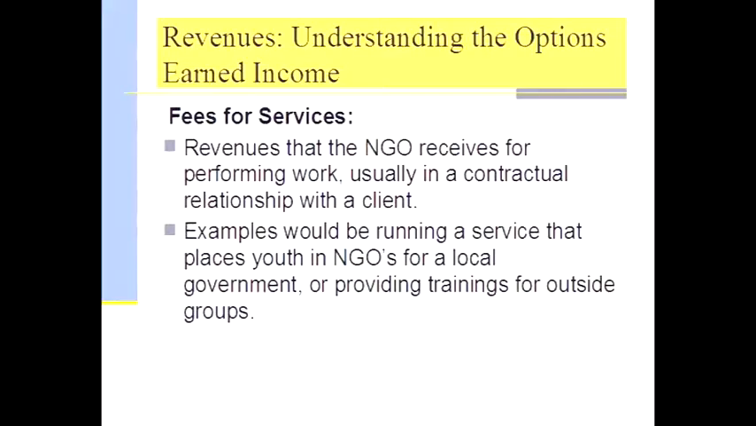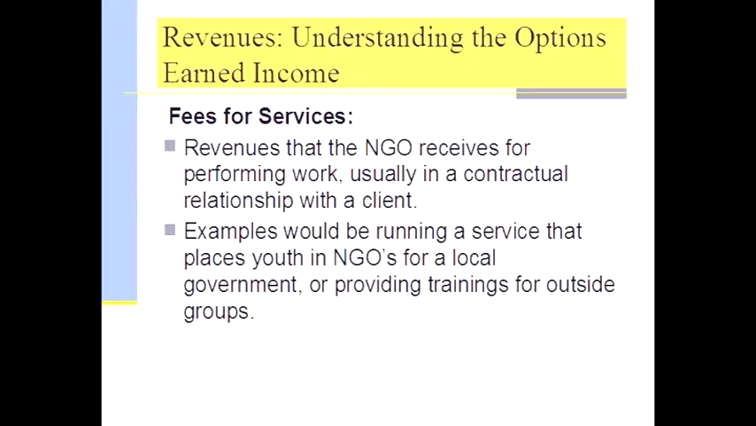Earned income, by contrast, the donor, or in this case, client, will get some kind of goods or services in return. Something of value to them. And that's the distinction.